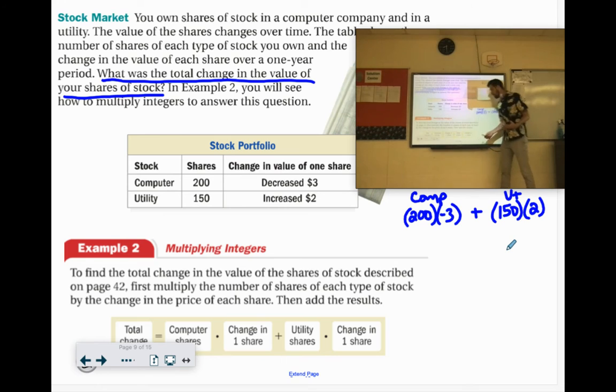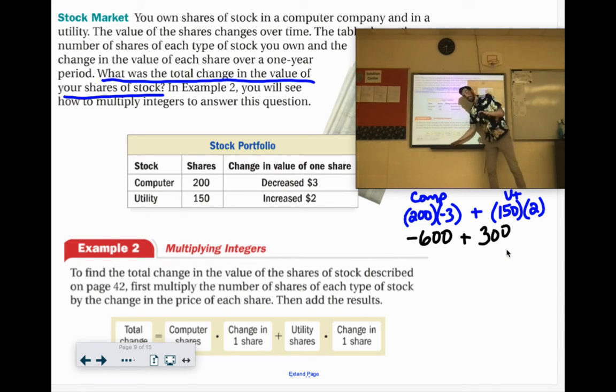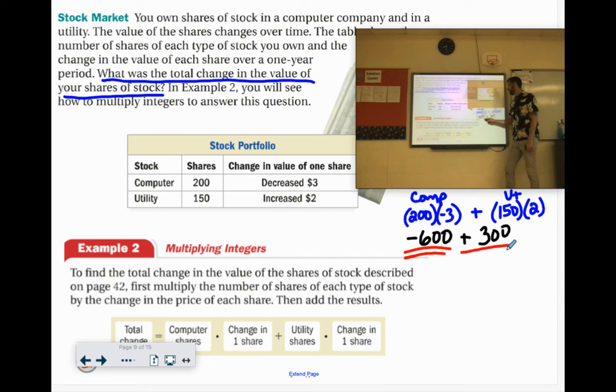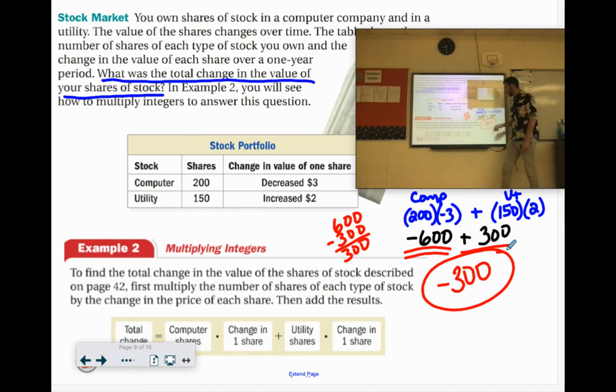So we have a positive times negative. We know that's going to be negative. 200 times 3 would be 600. Positive times positive, that's good. 150 times 2 is 300. Now we've got our adding and subtracting rules, which are a little different. If I have $300 and I owe someone $600, I don't have enough money, so it's going to dip into the negative. If we see how far apart 600 and 300 are, 300 apart, so our final result would be negative 300. So we lost $300. Stock market can be pretty risky. Be careful out there.